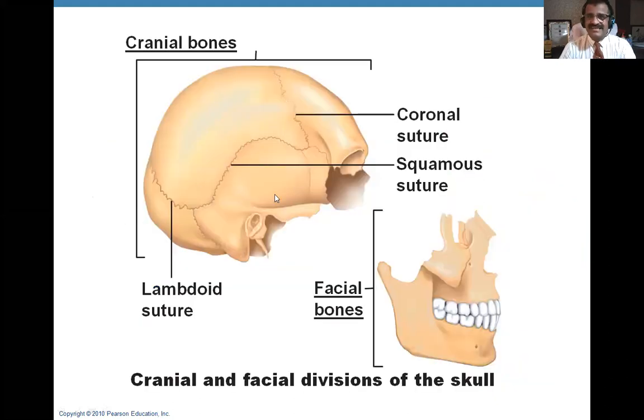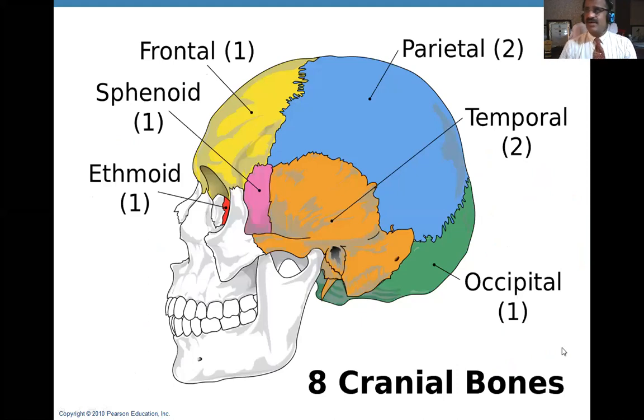This is an image to show you the cranial bones, and some of the features are also shown to you: coronal suture, squamous suture, lambdoid suture. And these are the facial bones, which include the mandible also. We'll go to that division later on. Now let me talk about those 8 cranial bones once again. I told you that actually there are 6 bones, but 2 bones are in pairs. So altogether we get 8 bones.